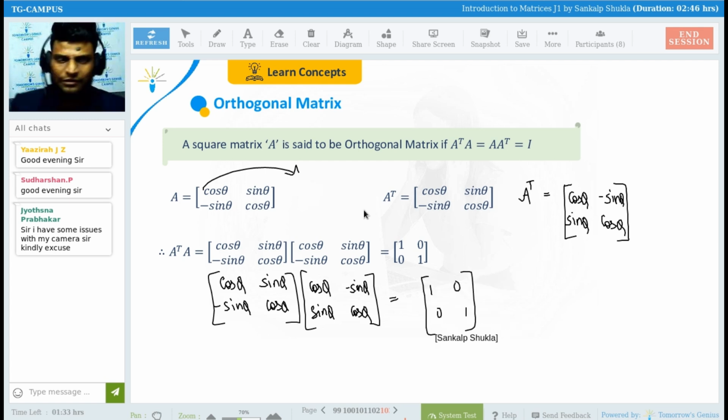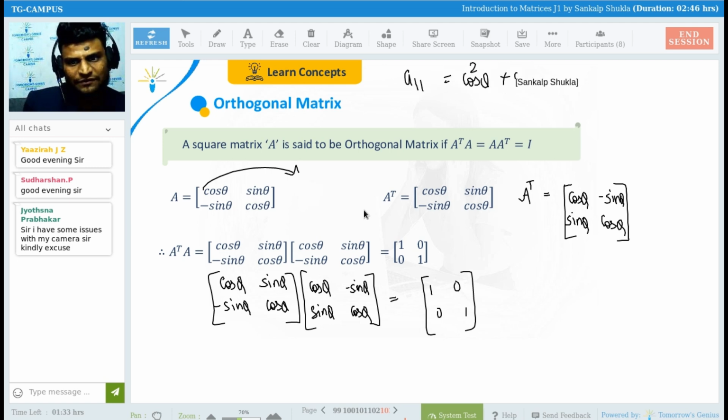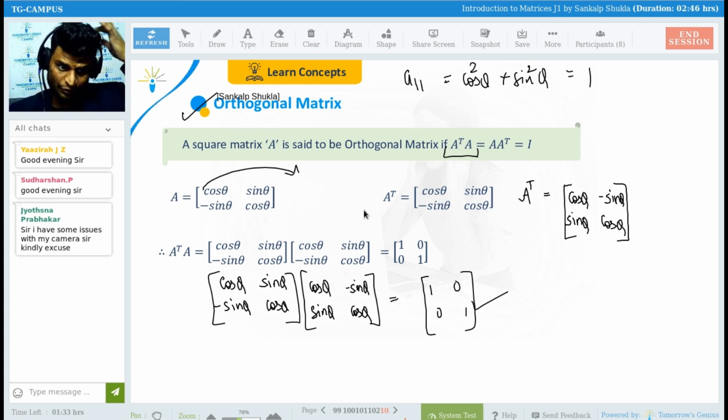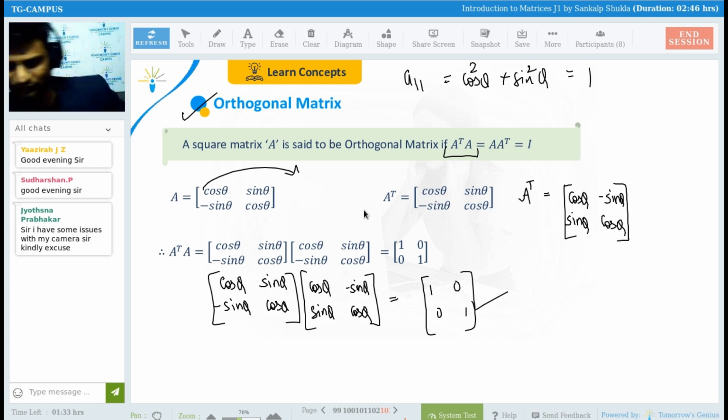You can do this. A11 will be what? Now it will be cos square theta plus sin square theta, right? All of us know that is equal to 1. So yes, we have got the identity matrix. That means this condition is fulfilled, which means this is an orthogonal matrix. Okay, everybody please take note of this.